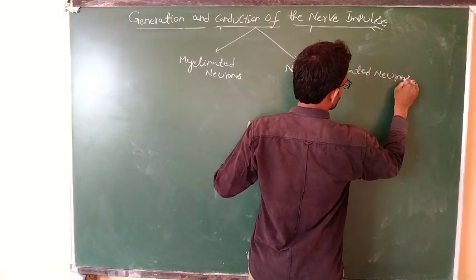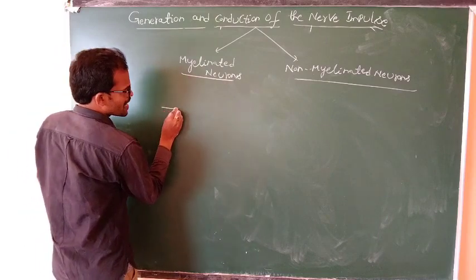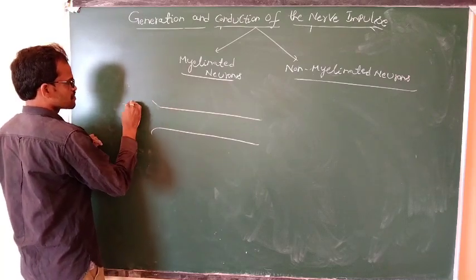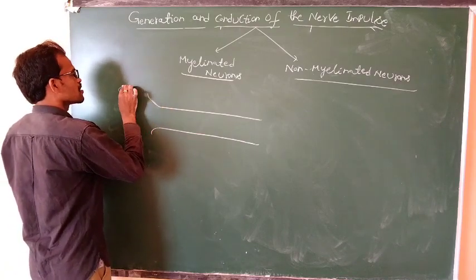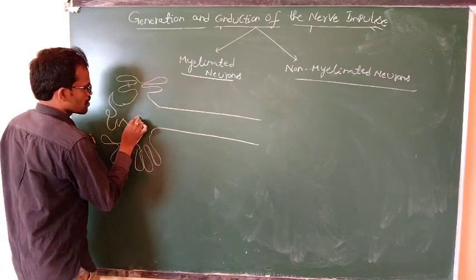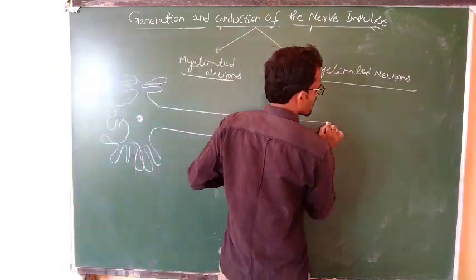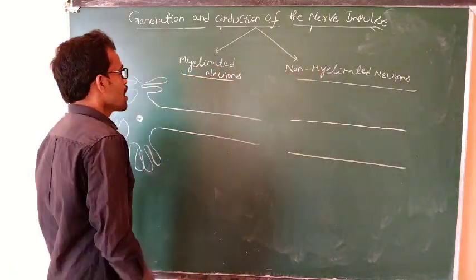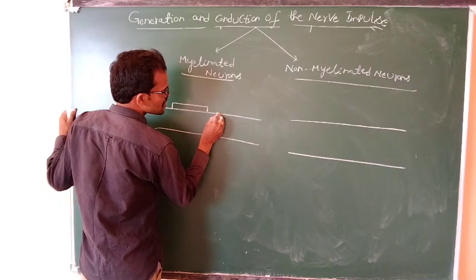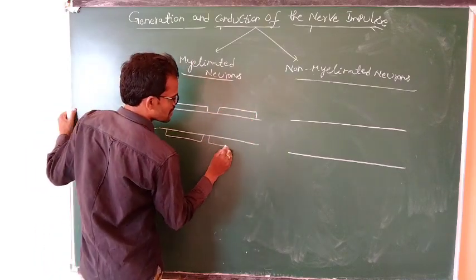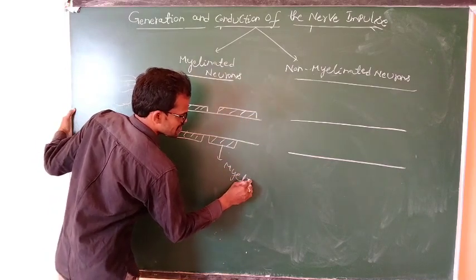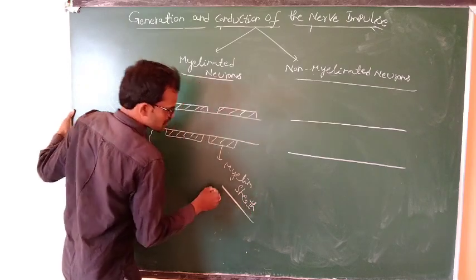Myelinated and non-myelinated. Myelinated neurons means the neurons are covered and protected by the myelin sheath.